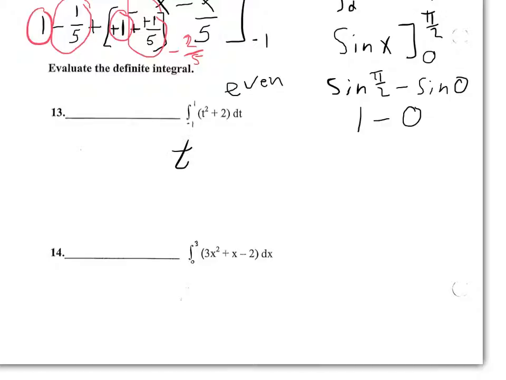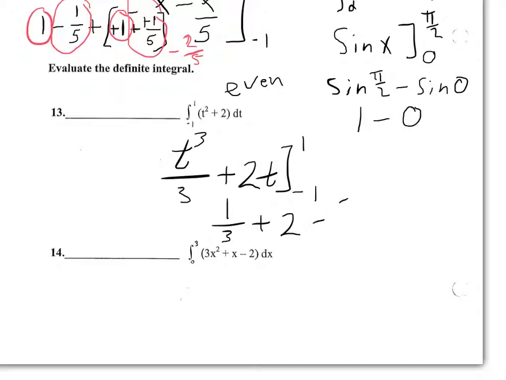Integrating this, we should get t to the 3rd over 3 plus 2t, and then we'll just plug in -1 and 1. So instead of t, it'll be 1 to the 3rd, which is 1 over 3 plus 2 minus negative t to the 3rd should just be a -1 over 3, and then minus 2 in our case. So distributing that through, that should be a plus, and that'll be a plus. So now I should have 4 and 2/3.